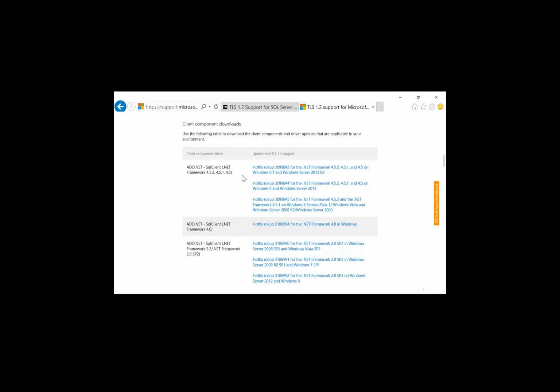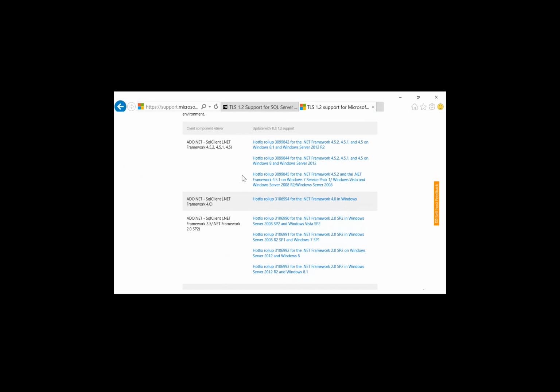The second table talks about all the client updates. The way to read this table is you have a SQL client which is using .NET Framework 4, 4.5, or 3.5. You need to apply the .NET Framework update which is applicable for your operating system. So if you're using .NET Framework 4.5, the ADO.NET update would be the second one if you are patching Windows 8 or Windows Server 2012. If you're patching Windows 8.1 or Server 2012 R2, then you require the first one.